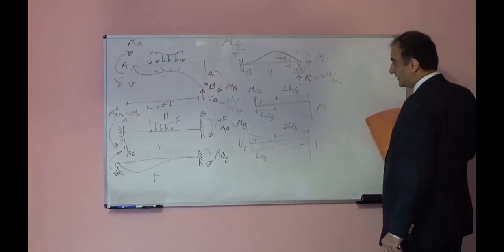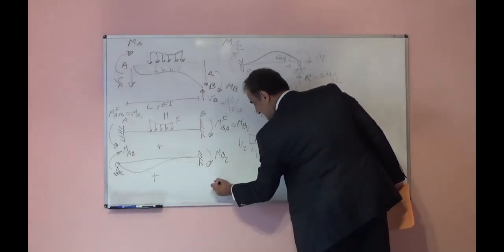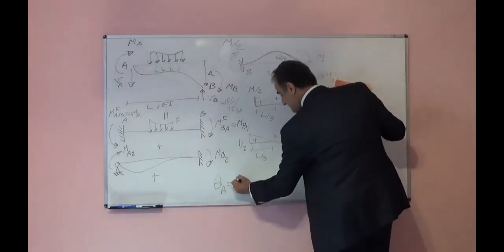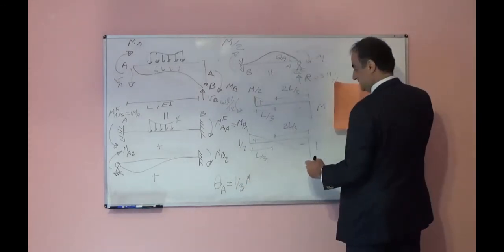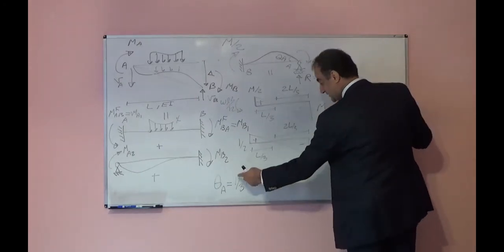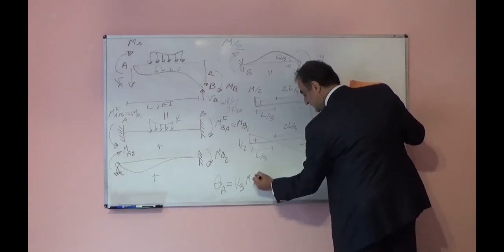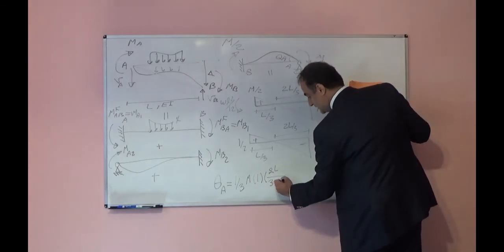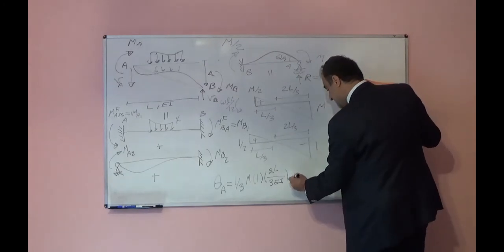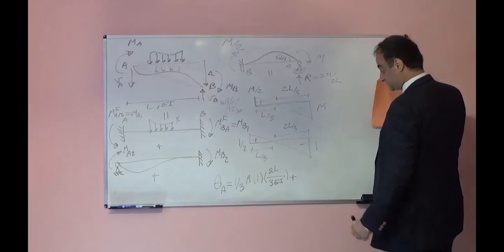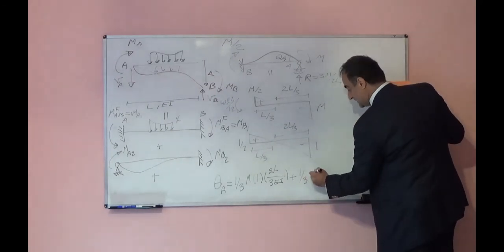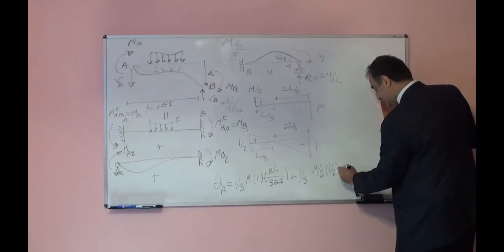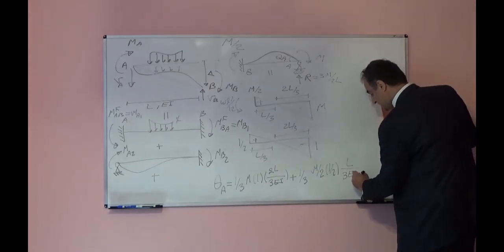Let's do that. If I multiply these together, theta A will be equal to triangle to triangle, the coefficient is 1 over 3 times L, triangle to triangle, the coefficient is 1 over 3 times M times 1 times 2L over 3 EI, the length for this part, plus triangle to triangle, coefficient 1 over 3, M over 2 times 1 over 2 times length L over 3 divided by EI.